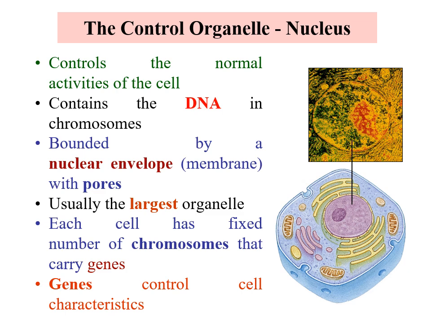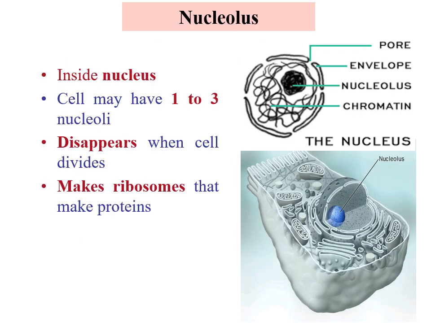Within the nucleus, we find the nucleolus. A cell may have 1 to 3 nucleoli located inside the nucleus. Interestingly, the nucleolus disappears when the cell divides and its primary function is to make ribosomes that make proteins.